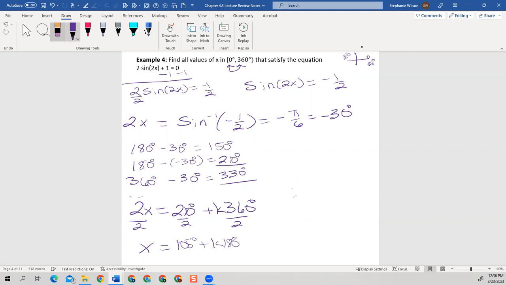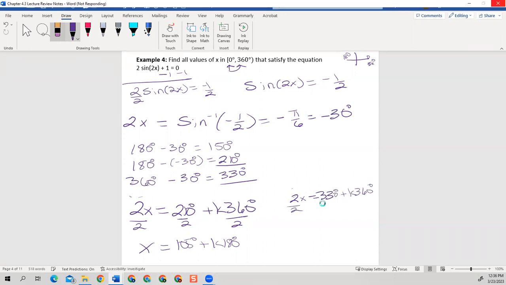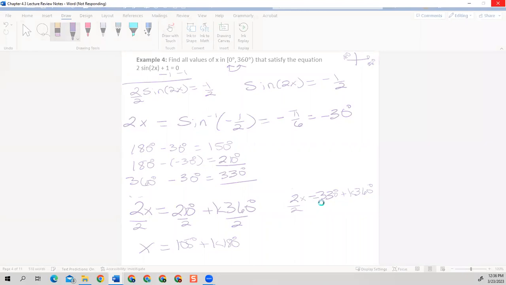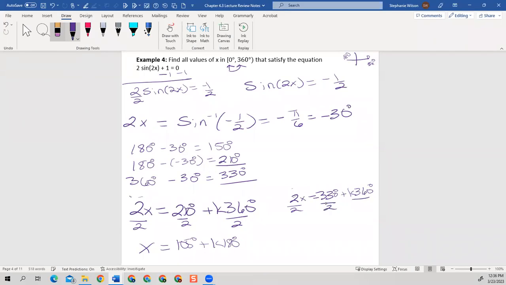Let's do the one at 330. So I got 2x is equal to 330 degrees plus that k of 360 degrees. We're going to have to divide by 2 on both sides. Gives me x is equal to, and half of that 330 is 165 degrees, and then k of 180 degrees. Okay, now these are the 2 we want.